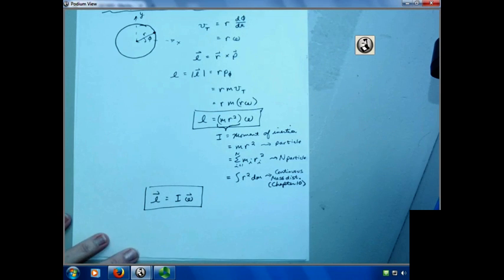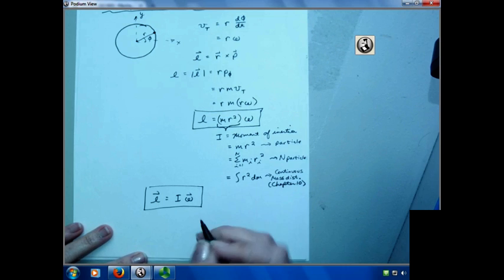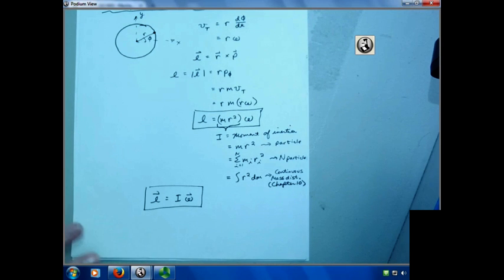And this can also be stated as a definition of, really it's the definition of moment of inertia, but it's an expression for angular momentum for an extended object.